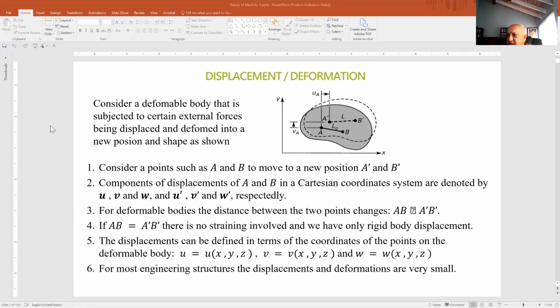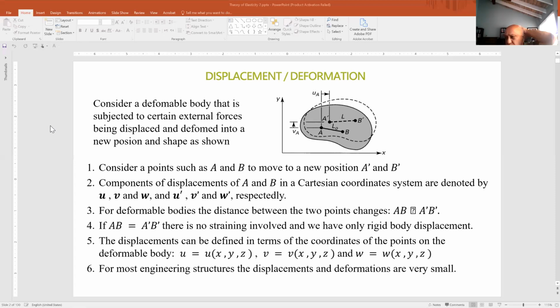If it's a deformable body, if the body is being deformed due to the loads applied, due to the stresses applied, then the line AB will not be equal to the line A prime B prime. Therefore, there will be some change in length, and that change in length represents the deformation of it.